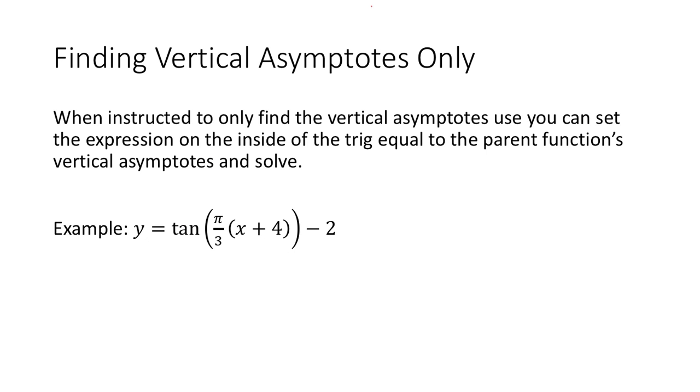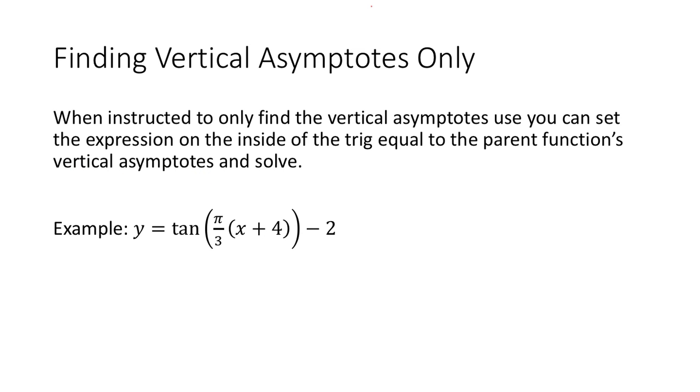Okay, the very last thing that we'll do in this video is find vertical asymptotes. If they only want you to find vertical asymptotes, sometimes it's too much to do all the things in graphing. So there's a quick and easy way to find vertical asymptotes of these functions. When instructed to only find the vertical asymptotes, you can set the expression on the inside of the trig equal to the parent function's vertical asymptotes and solve. Let me explain what that means.